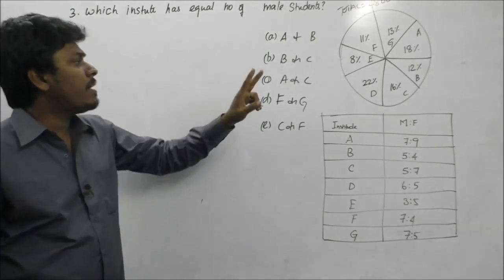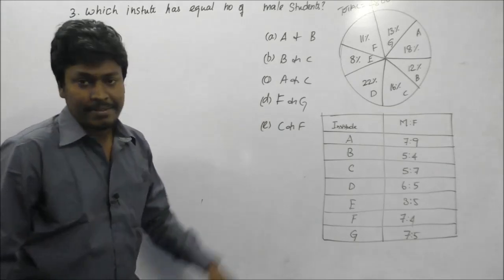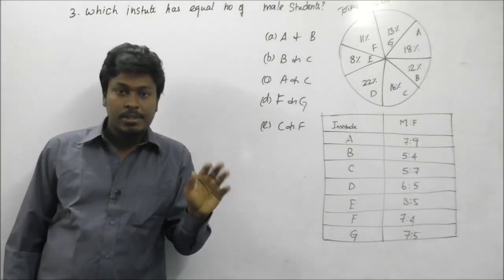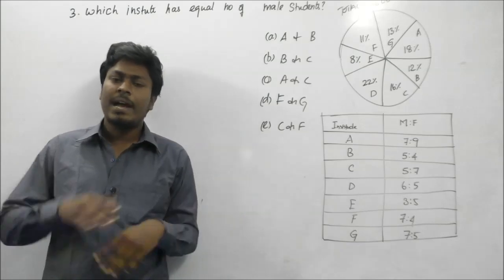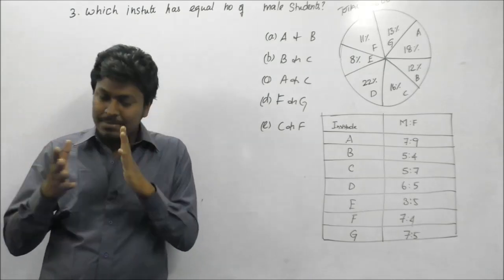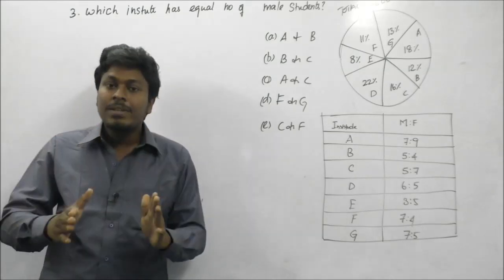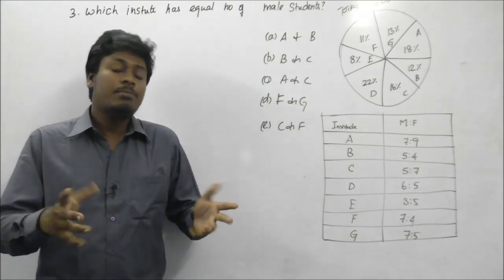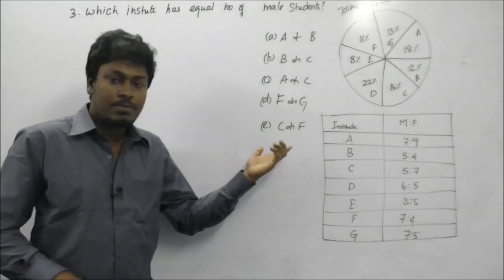And they have given A, B, B, C, A, C, F, G and C, F. Friends, most of the trainers will tell you not to attempt this question, right? It takes 2 minutes to solve, so kindly leave this question. But I suggest my students attempt this question first of all. Why? Because if you don't know the trick, you can't solve this question within 5 or 10 seconds.